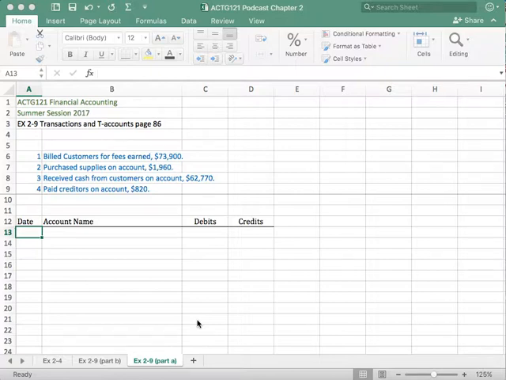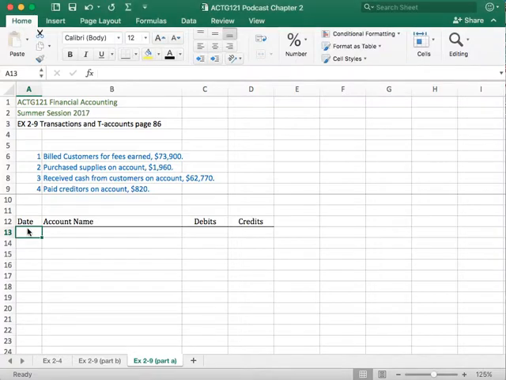Now, your authors say journal entry explanations may be omitted. And that's only true when you're doing your homework. When you're doing something in an exam or a quiz, for me, you're going to add the explanations. So again, let's do number 1.